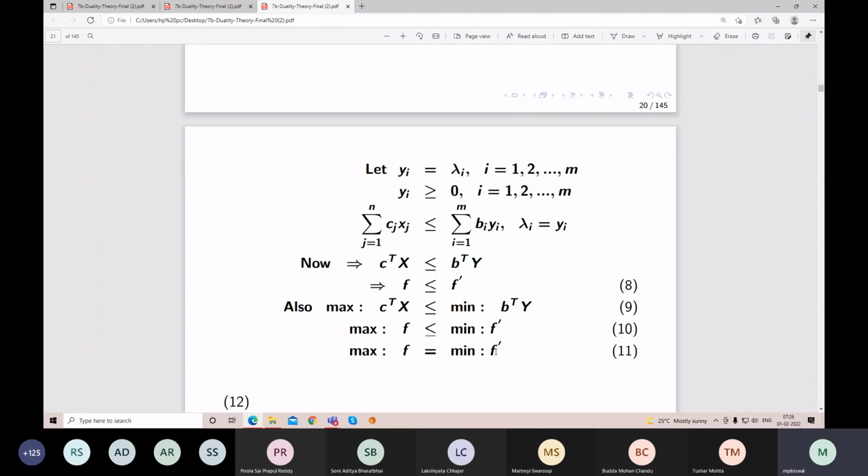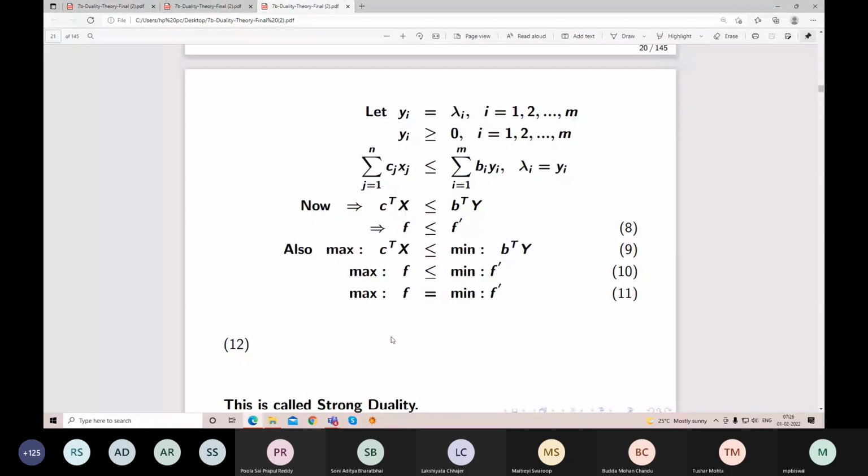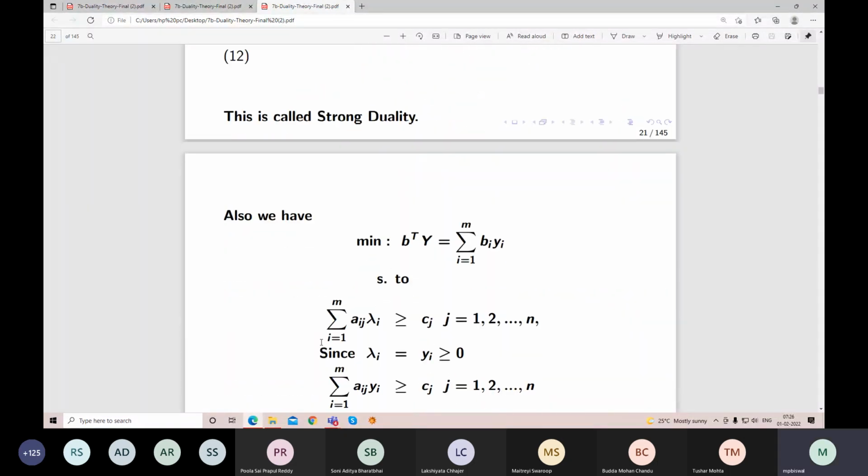Okay. But here it is less than or equal to. Since the right hand side is more, instead of maximum we take minimum. So left hand side maximum, right hand side minimum. This is called the strong duality.